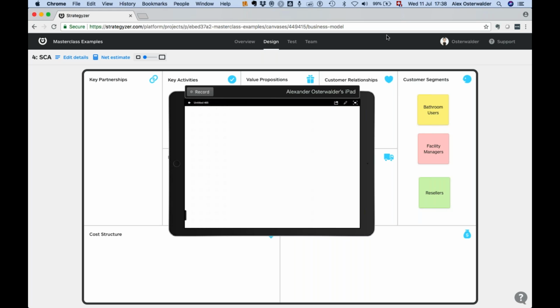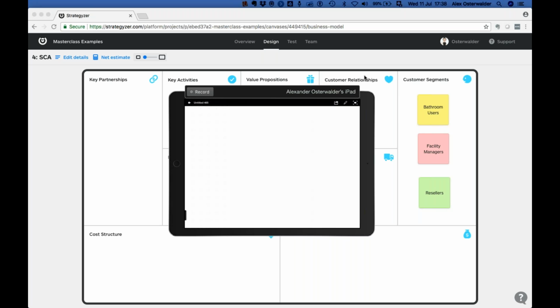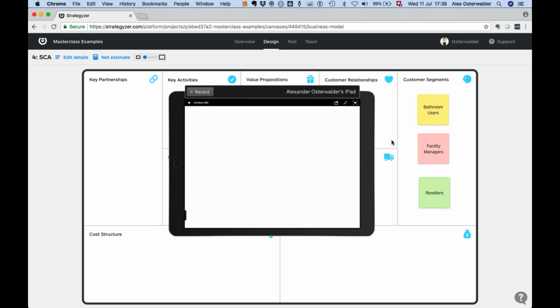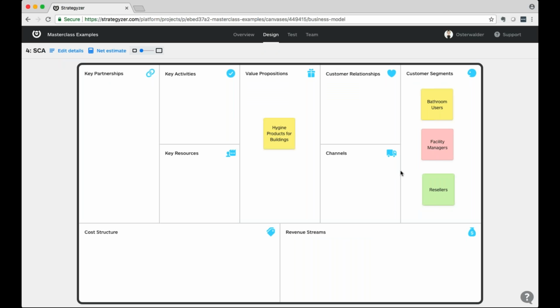But now I'm not sure if I'm showing the right screen. Oh, here we go. Nope. So we're seeing your iPad, but it's overlaid. Underneath it is the app. And now we're seeing the app.